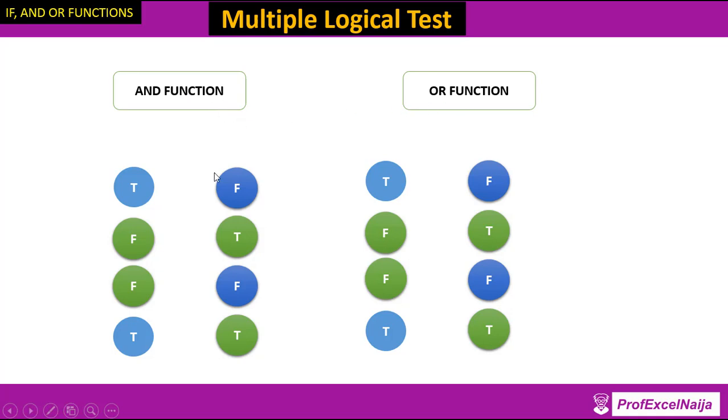Let's start with the and function. I have two subtests. The first one gives me a false, false, false, true. Now, if you discover, I get a true value only when all my subtests give me a true value. But once I get a false value, automatically the output is going to be false. Let's look at the or function. True, true, false, true. I get a true value once one of the subtests is true. I get a false value only when all my subtests are false.